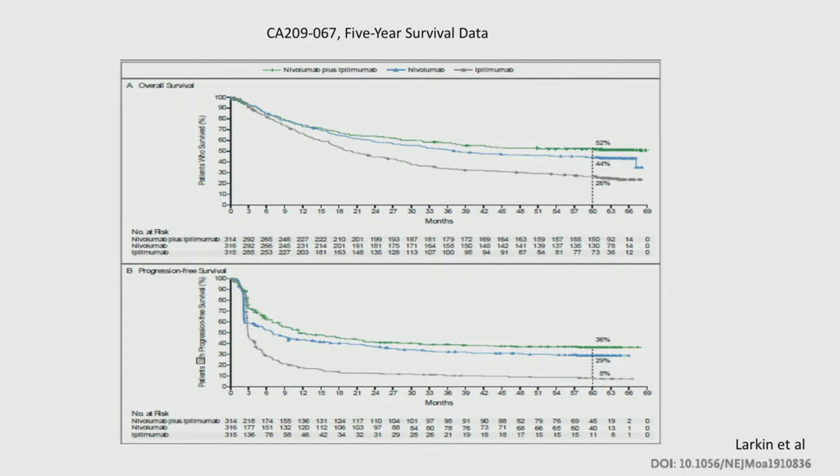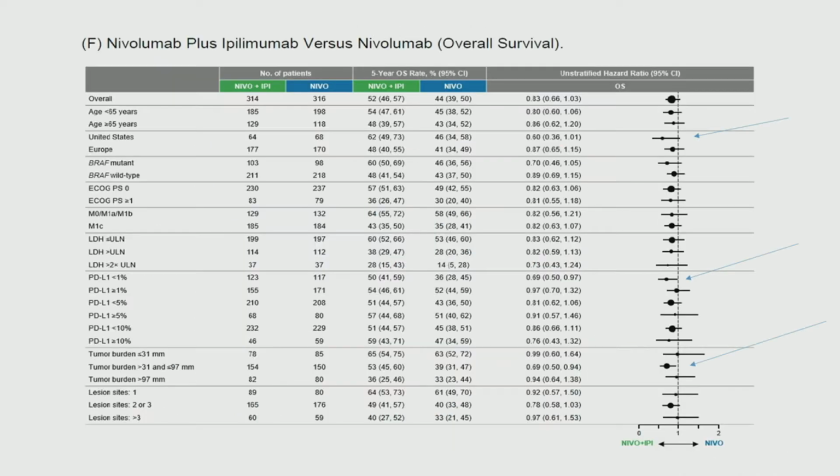But the key point that I want to make here is, despite all of the biological activity that we saw, the pharmacodynamic activity, the improvement over anti-PD-1 alone was only a very small amount, as you can see. And in fact, the survival differences here were not statistically significant. The progression-free survival was. So you have to ask the question then, which groups of patients are responding to the anti-CTLA-4, because we're adding a lot of toxicity.